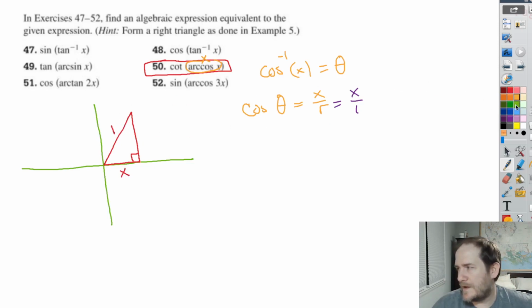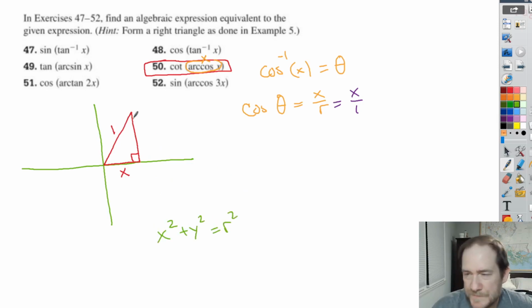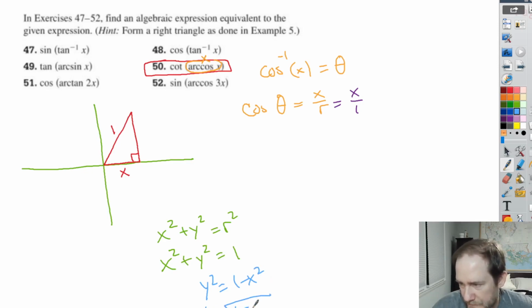So what's the y value then? Well, we know that x squared plus y squared equals r squared. That's just the Pythagorean theorem. So you plug in x for x, y for y, and 1 for r. And 1 squared is 1. But we need to solve for y. Y is the unknown. So subtract. You get y squared equals 1 minus x squared. Then take the square root. You get y equals root 1 minus x squared.